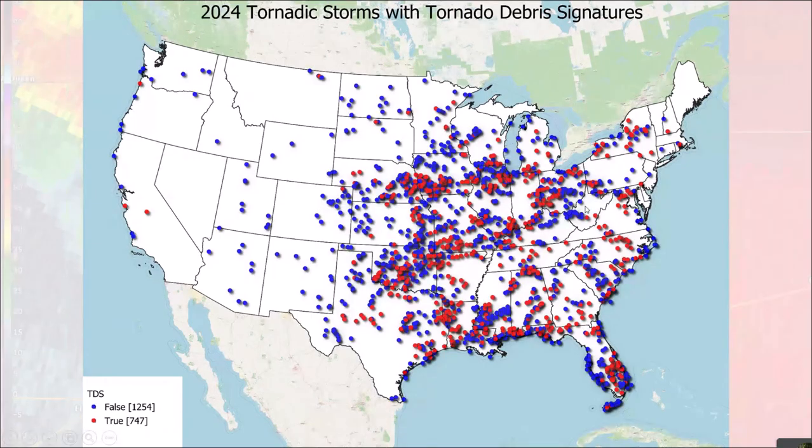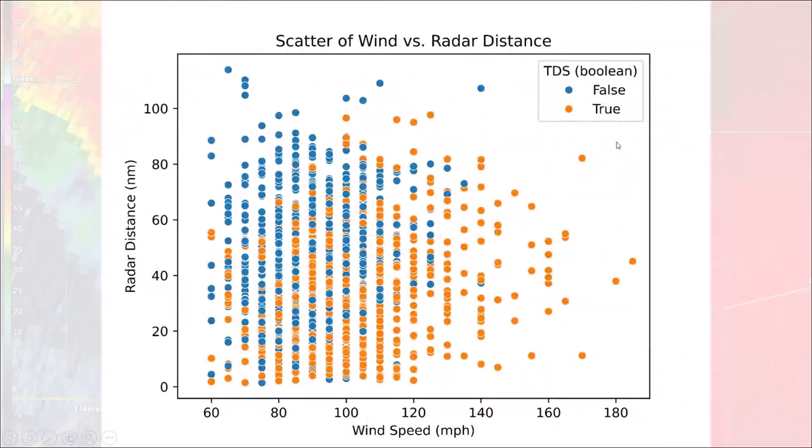You know, you got more trees and things to loft up than you do over in the high plains or out in the west, where there were very rare occurrences of TDSs. Here's a scatter plot showing the maximum surveyed wind speed and radar distance, and if the tornado produced a TDS. So there's a pretty good relationship. The stronger your tornadoes are and the closer to the radar, you're going to observe a TDS more often. And if your tornadoes are weaker and farther away, you're likely not going to see one.